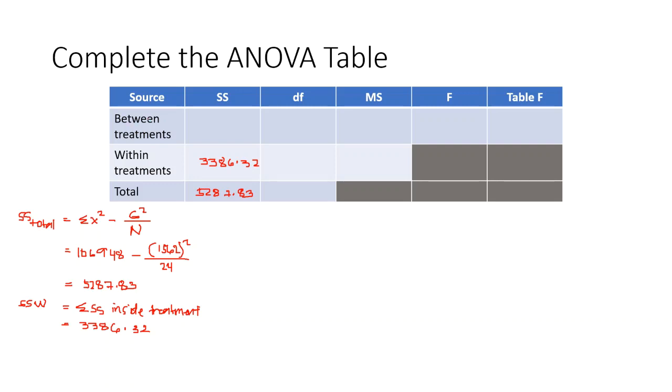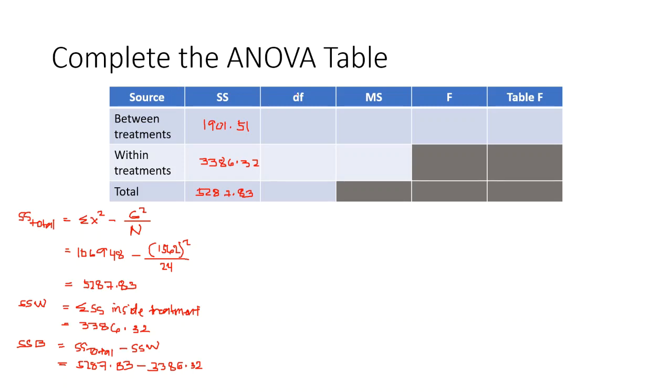So that is what we are going to write here, 3,386.32. Next is, in order for us to get the SSB, that is equivalent to the SS total minus our SSW. So here, SS total is 5287.83 minus our SSW, which is 3,386.32. So meaning to say our between treatment, or the SSB, is equivalent to 1901.51. You will also know if your answer is correct for the SSB and SSW if you add them together, that is equivalent to the total. Okay, so that is for the SS.